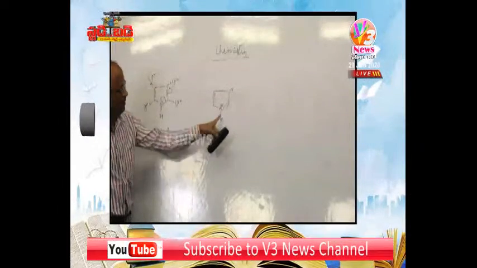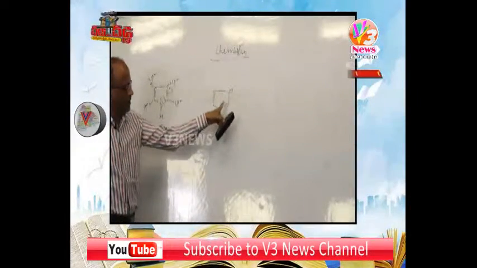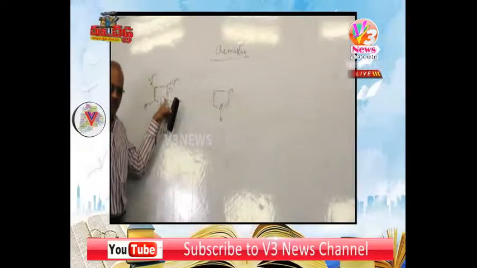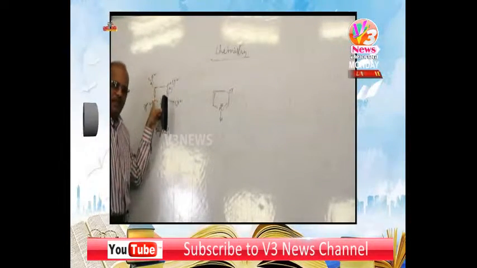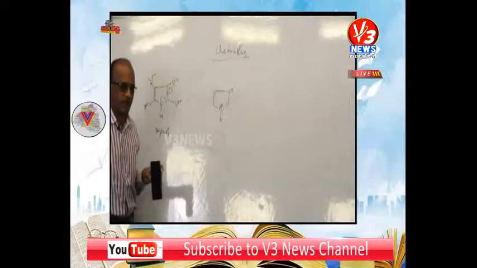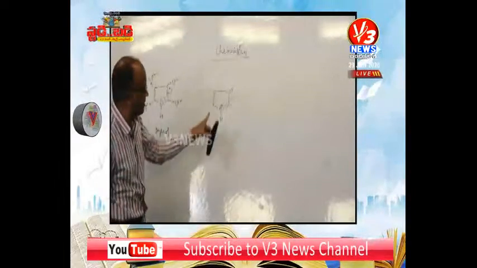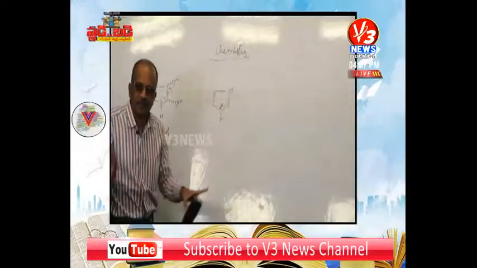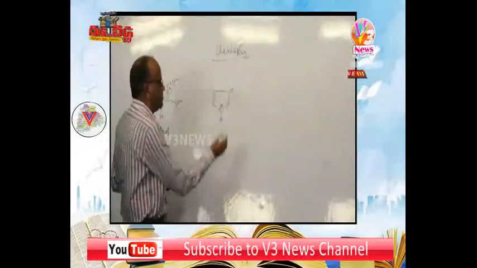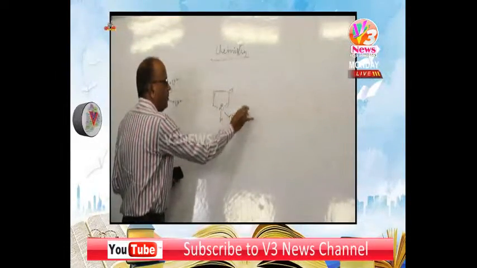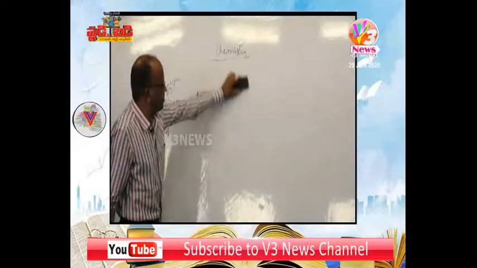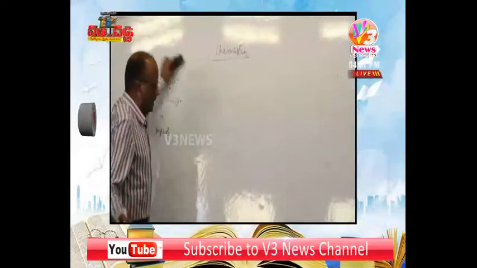Then, what about the hybridization of nitrogen in this one? This lone pair is not free. If this lone pair were free, then around nitrogen there would be 4 sigma pairs and the hybridization would be sp3, but this lone pair is not free. Then how many sigma pairs? Only 3 sigma pairs. So, what is the hybridization of nitrogen in pyrrole? sp2 hybridization.